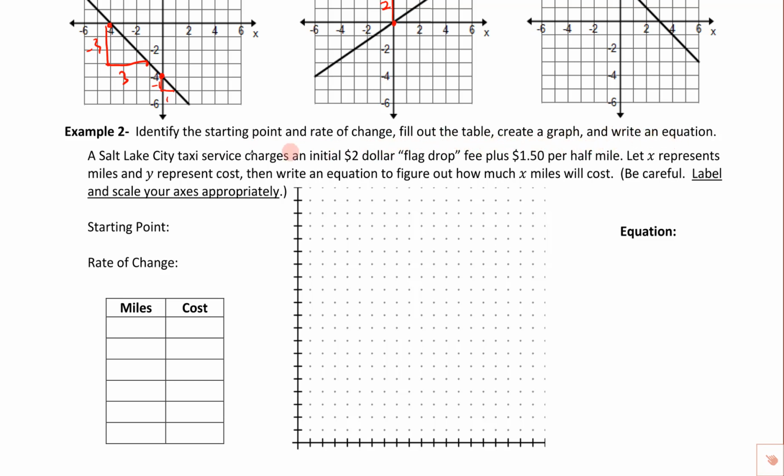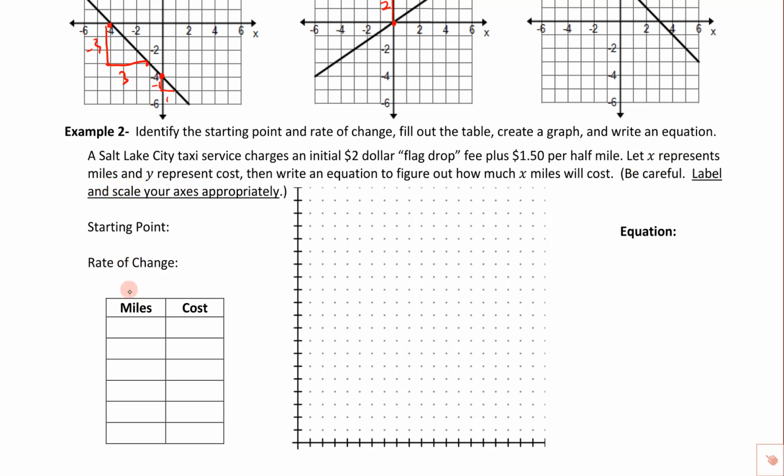So if we've done this correctly, all of this stuff should match up. The points that we do on the table, the graph should match up with the table, and the equation should describe the graph. Okay, so it says a Salt Lake City taxi service charges an initial $2 flag drop fee, so they charge you $2 just to get in, and then $1.50 per half mile. Let X represent miles and Y represent the cost.